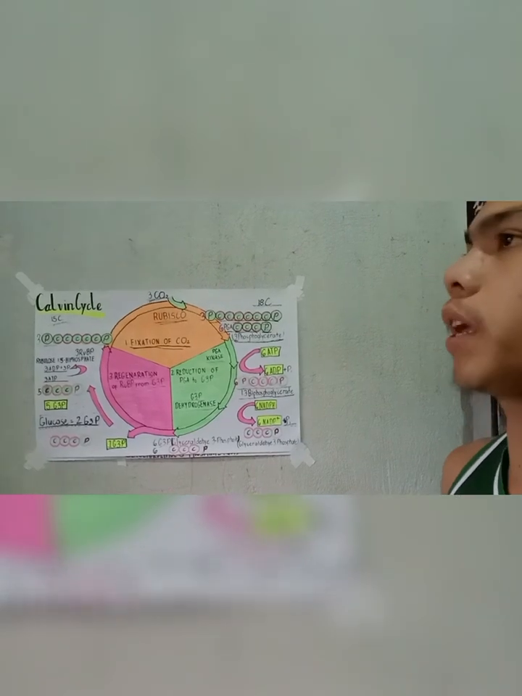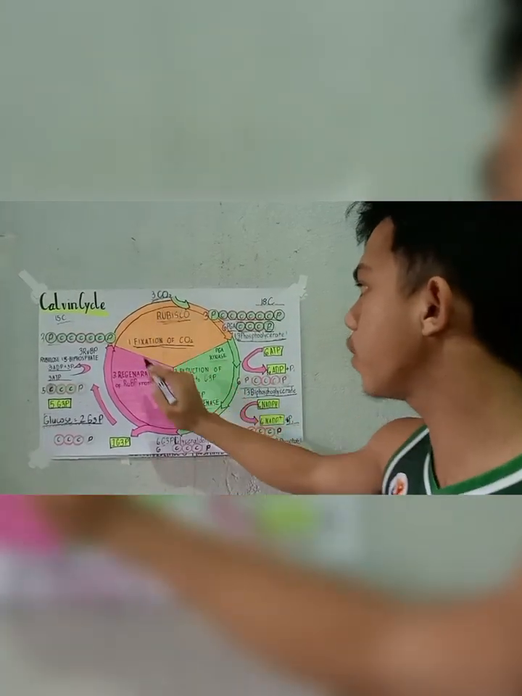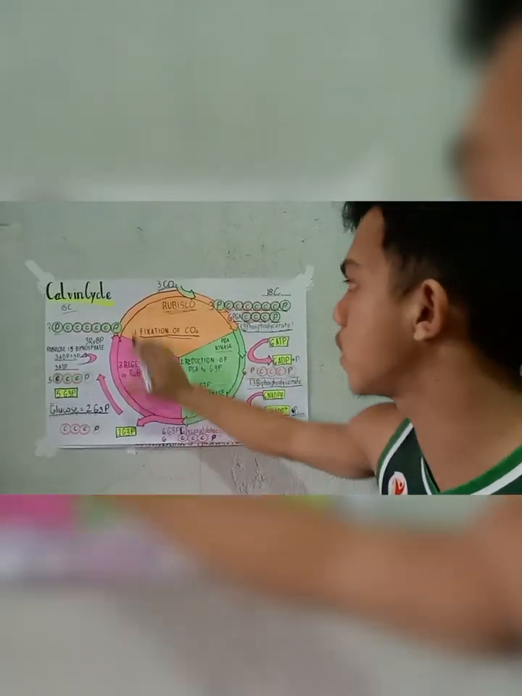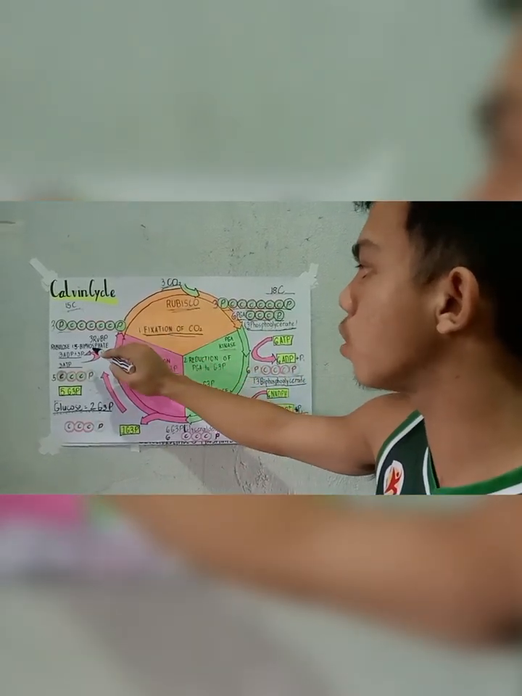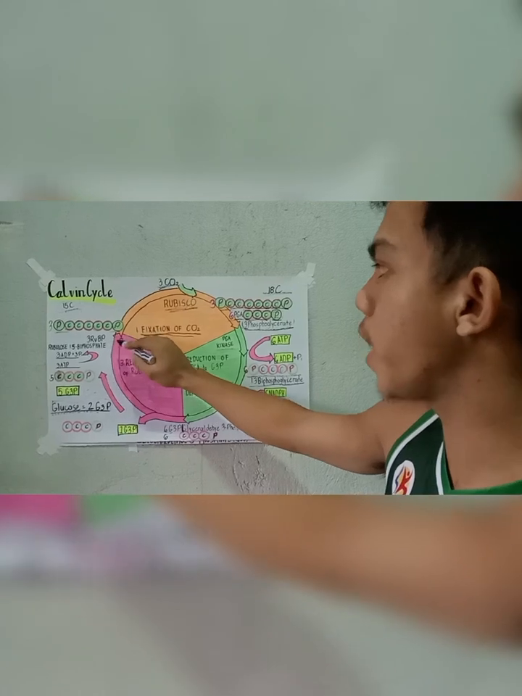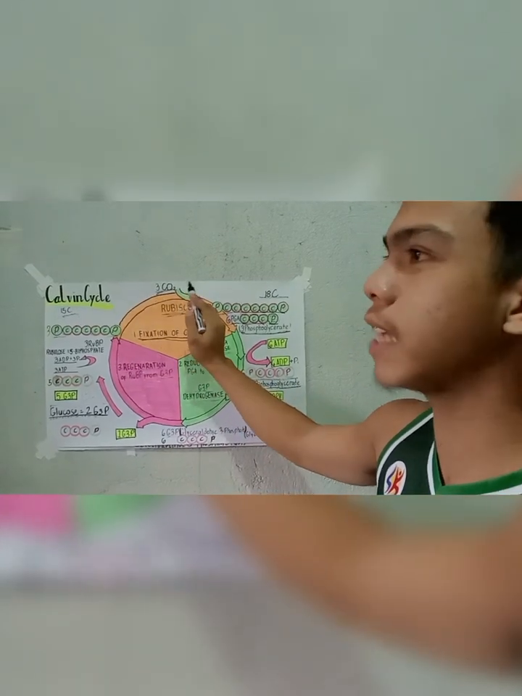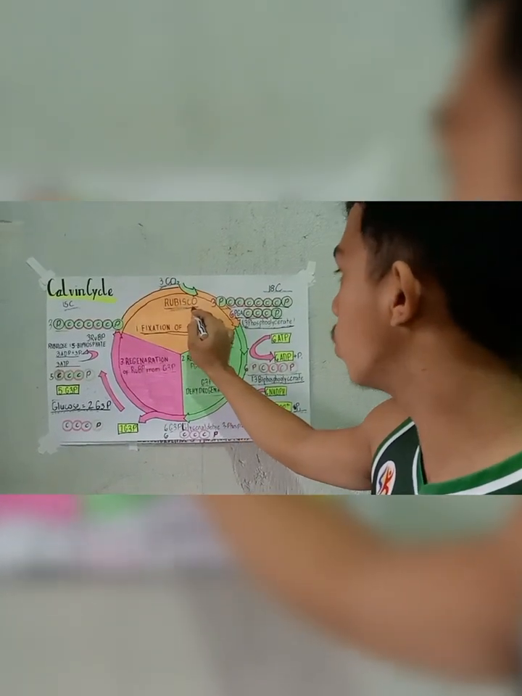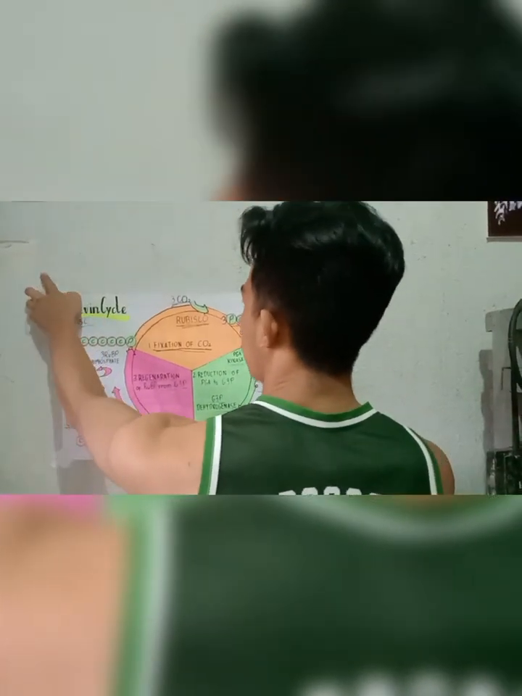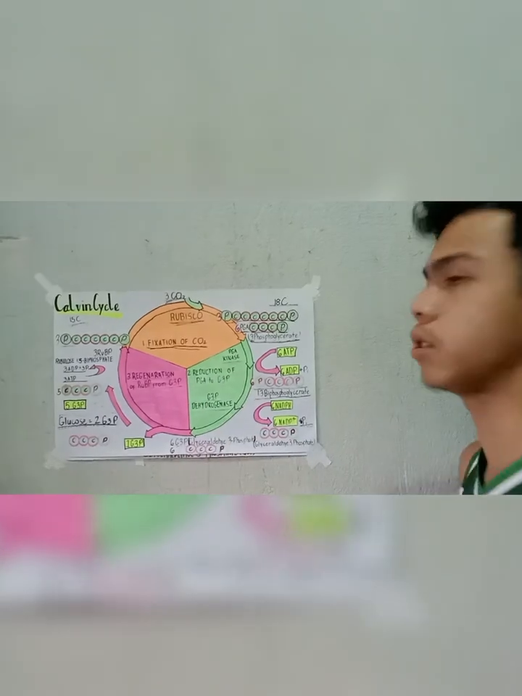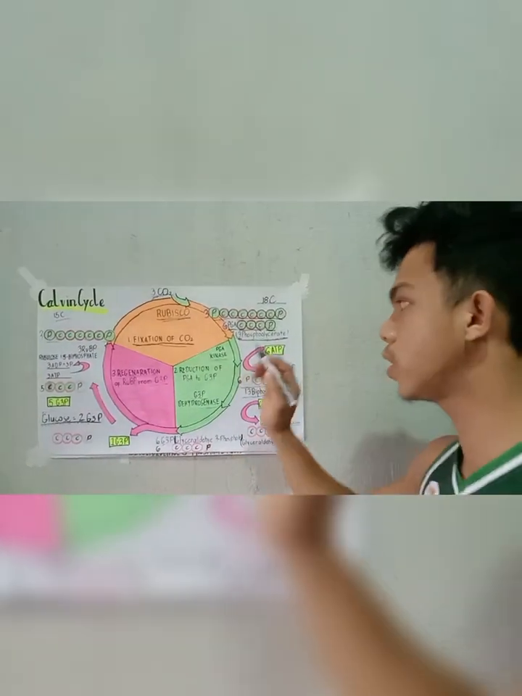So the first thing that happens is carbon dioxide enters the cycle. CO2 reacts with RuBP, or ribulose 1,5-bisphosphate, catalyzed by the enzyme called Rubisco, and turns into 3-phosphoglycerate. That's what happens in the fixation of carbon dioxide.